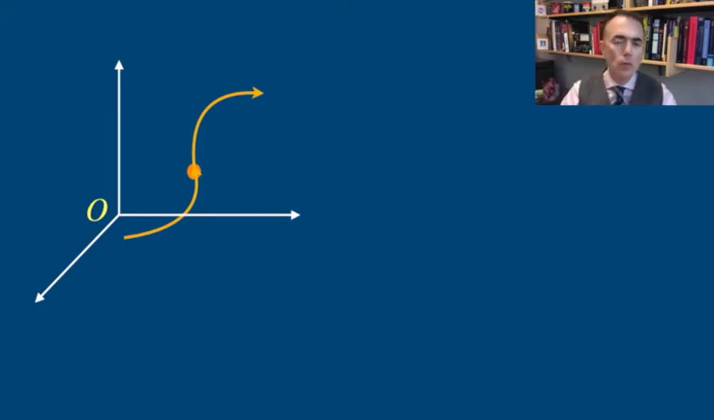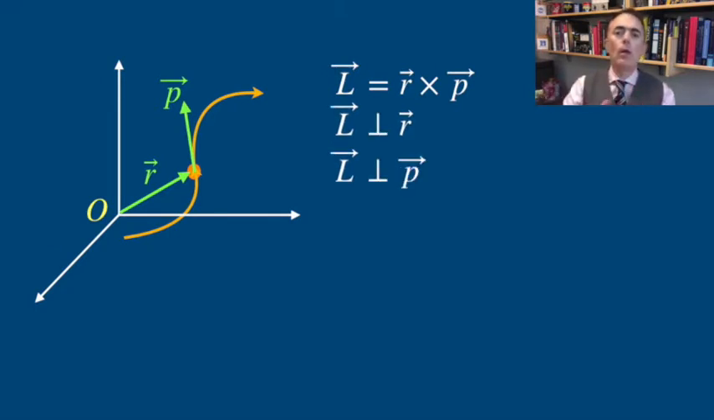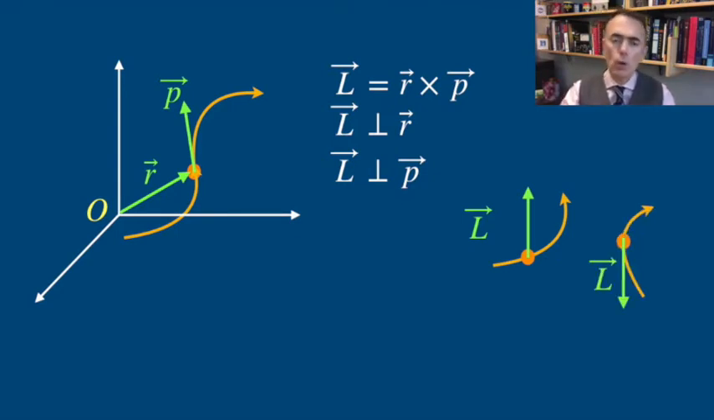We define angular momentum of the point particle as the cross product of the position vector r and the linear momentum p. Because of the properties of cross product, the angular momentum is a vector that is perpendicular to both r and p. If the overall motion of the particle is counterclockwise, the angular momentum will point up. If the overall motion of the particle is clockwise, the angular momentum will point down.